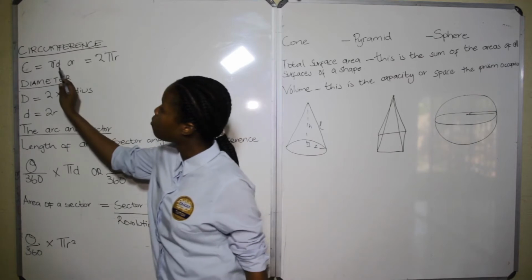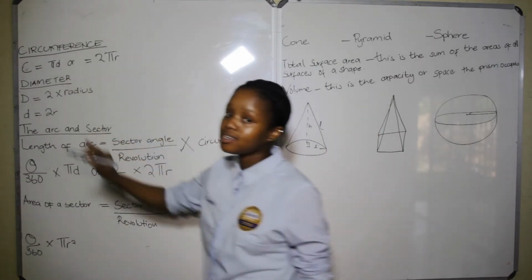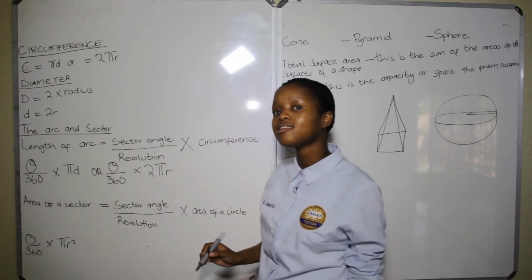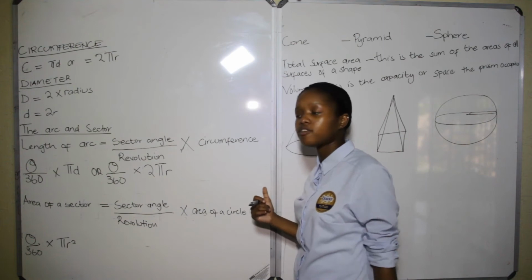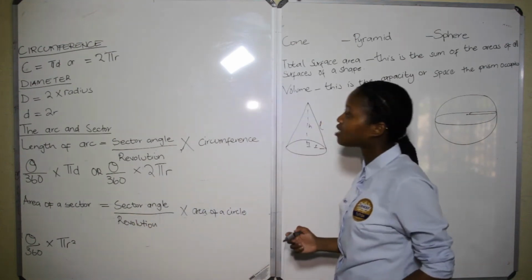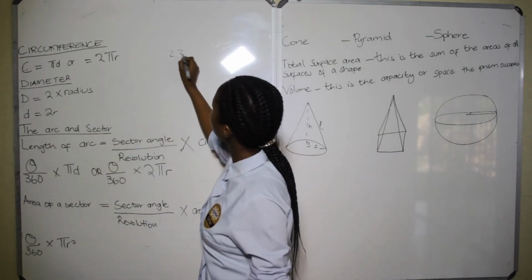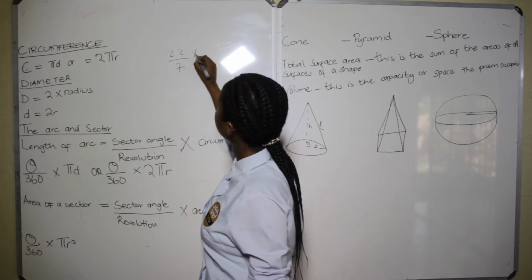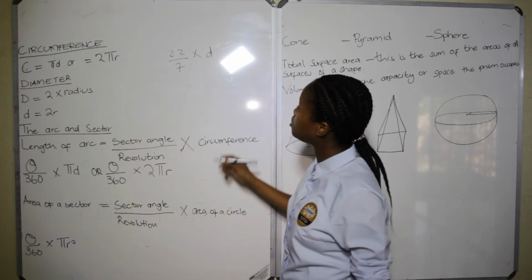C is equal to pi d. That d stands for what? Diameter. And what do we say the diameter is? It is one end point of a circle to the other end point of a circle passing through the center. So it's going to be pi d. It's going to be 22/7 times d.